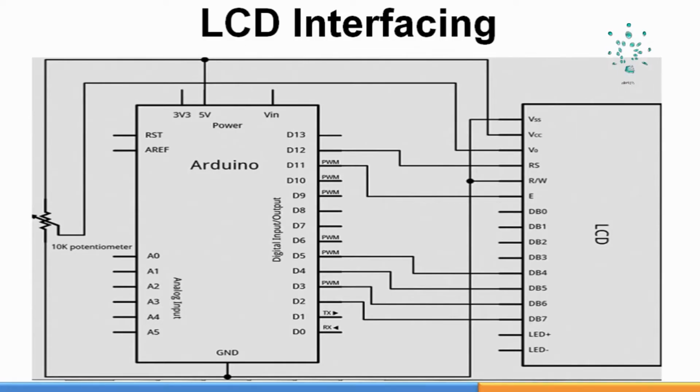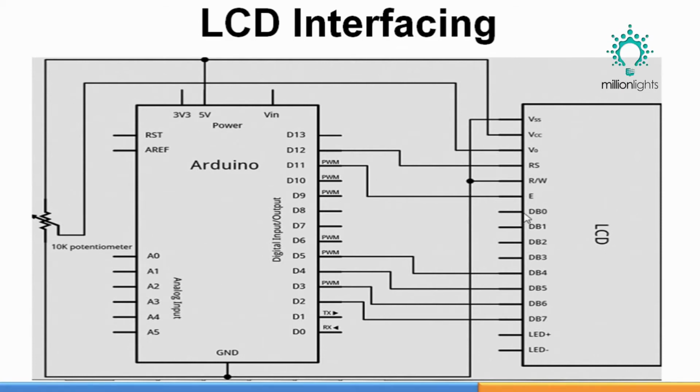Then the fifth pin is read/write. As I already discussed, we have to connect it to ground because we are just writing data onto the LCD. Then the sixth pin is enable, which is connected to pin number 11 of Arduino.